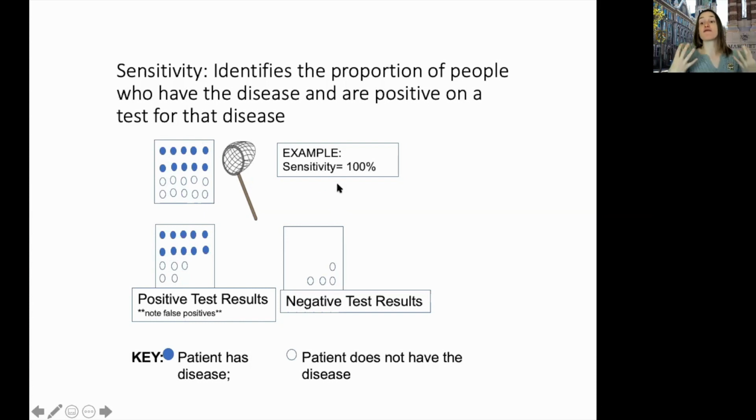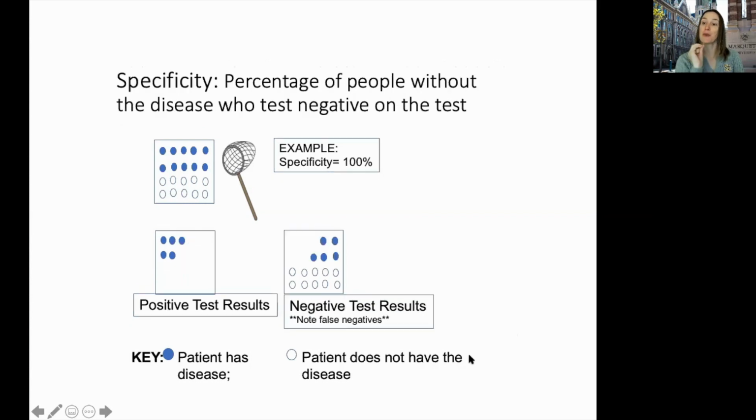So sensitivity is very important, but so is specificity. These down here are our negative test results, those patients that do not have the disease. Specificity is the percentage of people without the disease who test negative, so true negatives. An example of specificity of 100% is this net is going to catch everybody who's well, that doesn't have the disease. This net is going to come by and catch everybody that has these white circles, but it may catch a few people with the disease as well.